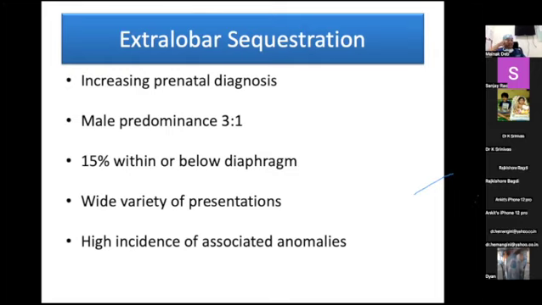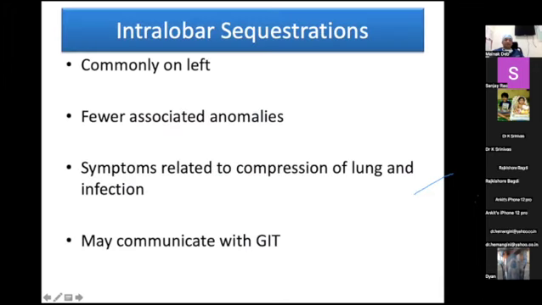An increasing number of extralobar sequestrations are now being diagnosed prenatally. There seems to be a male predominance in extralobar sequestrations. There are a wide variety of presentations, but most of them are actually asymptomatic. Respiratory distress can be one of the presentations, but many of these actually present with symptoms of associated abnormalities. This is one of the extralobar sequestrations which we manage conservatively. You can see that there is a systemic supply to a left wedge-like hyperdense lesion in the chest.